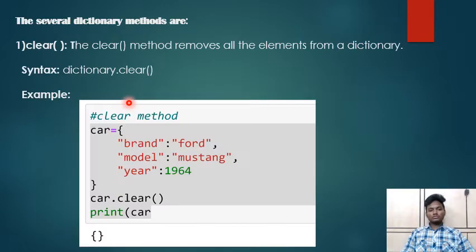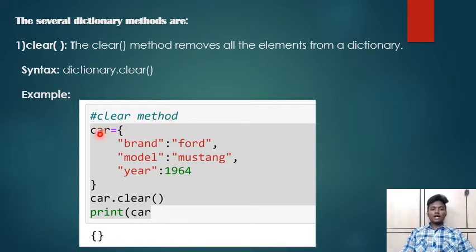Now the several dictionary methods. The clear method removes all the elements from a dictionary, which means we can clear the data which we do not need. The syntax for this method is dictionary dot clear.